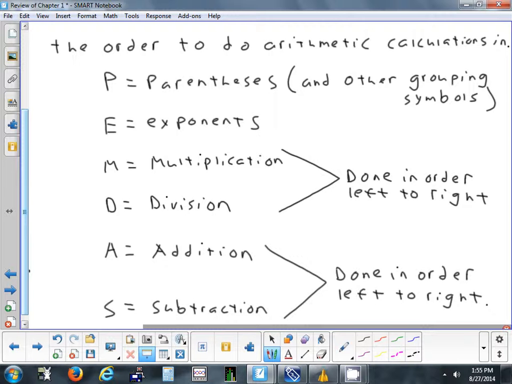And that's really important with multiplication and division. You always do those two together, left to right. Okay? Same with addition and subtraction. Those two are always done together, left to right.